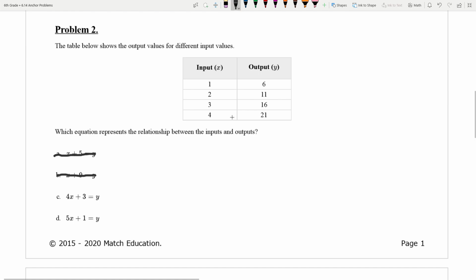4x plus 3. That seems complicated. Let's take a look. 4 times 1 plus 3. Well, 4 times 1 is 4, plus 3 would be equal to 7, so it can't be this one.